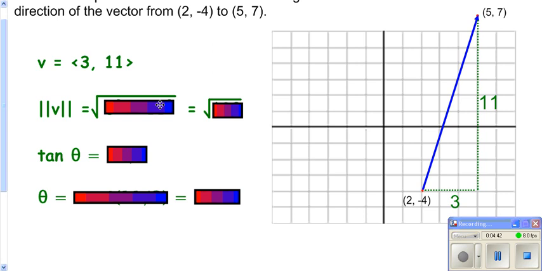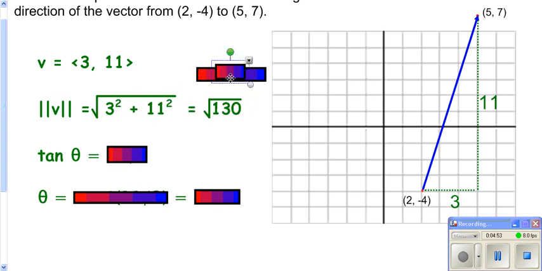Then I want you to find your magnitude and direction. Well, once it's in standard form, remember, all we do is you take your x and you square it, plus your y and you square it, inside your square root, so you get the square root of 130, which does not simplify. If it did simplify, you should do that.